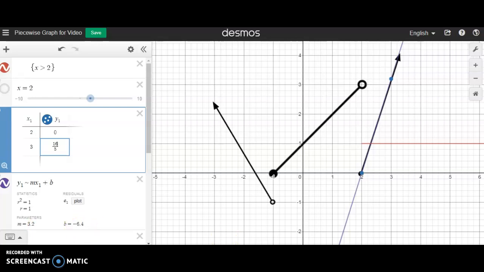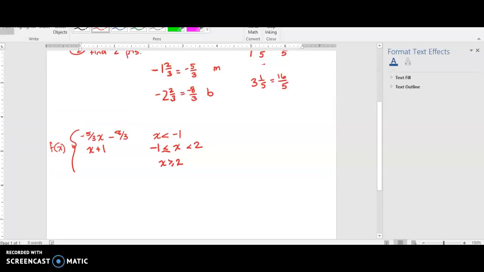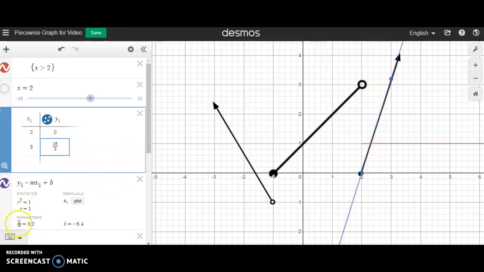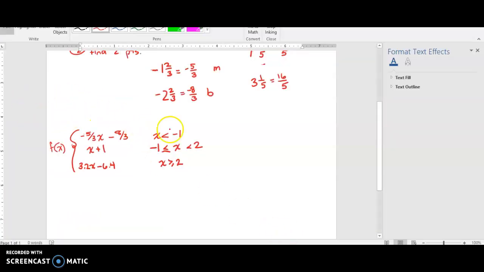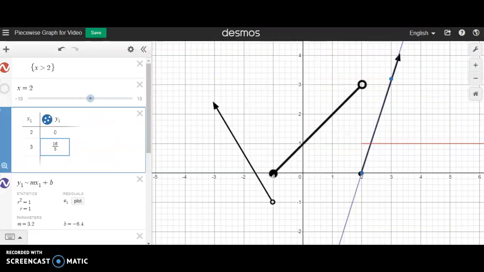If it went on forever, that 0.6 repeating, you got to change it. But with this, you can just use your decimal. So your third equation would be 3.2x minus 6.4. Exactly what you've got here, 3.2x minus 6.4. And that right there gives you your 3 pieces of the graph using your Desmos. So I hope that helps.